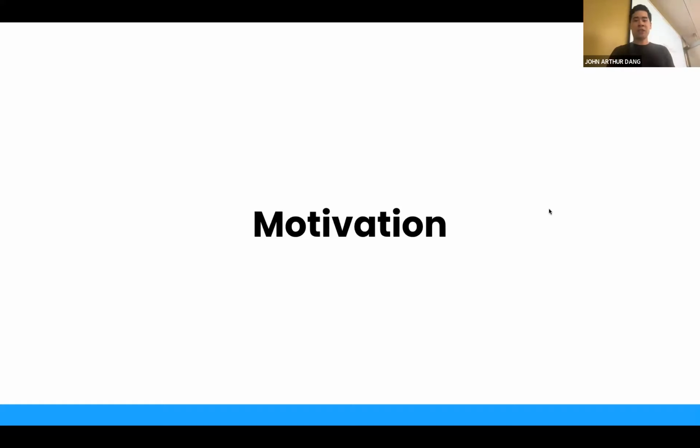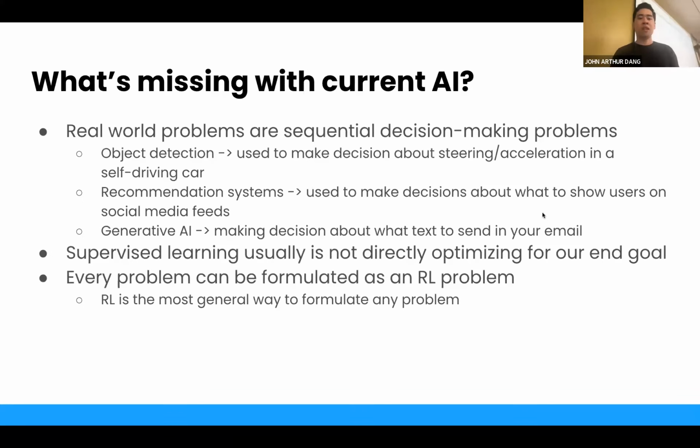Okay, so first, some motivation. What's missing with our current AI? Well, as many of you know, most of our current AI systems are based on supervised learning. However, when we're making decisions in the real world, we're often actually facing sequential decision-making problems. For instance, we've seen that we can do object detection with deep neural networks. However, we don't usually just care about the object detection in and of itself. We want to use this object detection to make a series of decisions that might affect the real world. For instance, we might use it to make decisions about steering and acceleration in a self-driving car.